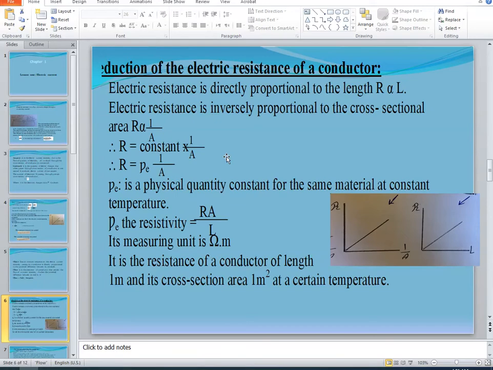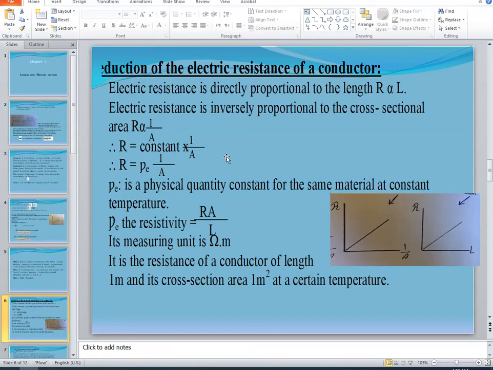What is this constant? This constant is called resistivity of the conductor, rho E. Resistivity rho E. It's a physical quantity which is constant for the same material. It's called characteristic property of material. What is the meaning of characteristic property? We can recognize the material by using this value. Copper has a specific value. Aluminum has another specific value.